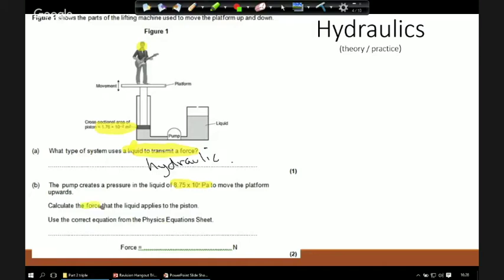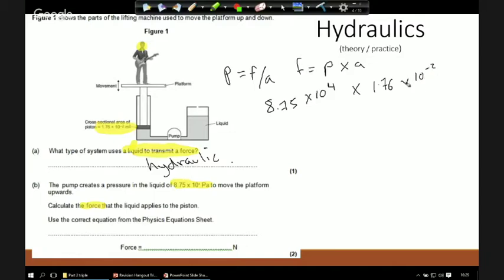So I want to calculate the force, and it's telling me the pressure and the area. So my equation is pressure equals force over area. If I rearrange that to make force equals pressure times area, just multiplying both sides by A, the A moves up here, and on this side, A divided by A turns into 1. So force equals P times A. Now we can keep the numbers in standard form, which would be 8.75 times 10 to the 4 multiplied by 1.76 times 10 to the minus 2.